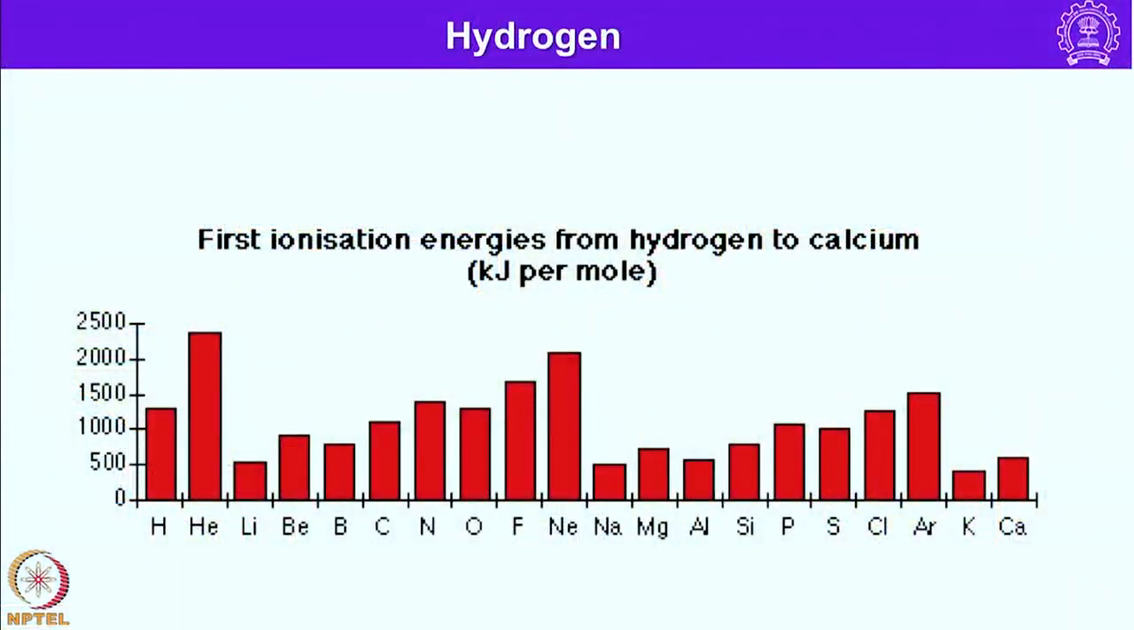The first ionization energy I have also listed here for the first 20 elements. You can see ionization energy steadily increases in a period, whereas it decreases in a group. Those things I will discuss more again as and when I go to the respective group.